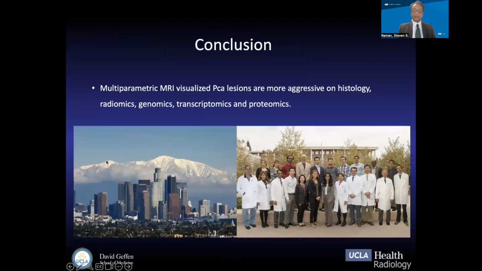So in conclusion, multiparameter MR visualized prostate cancer lesions are more aggressive on histology, radiomics, genomics, transcriptomics, and proteomics. And this is only going to be supplemented with artificial intelligence and other modalities for a much more personalized evaluation of individual patient risk.